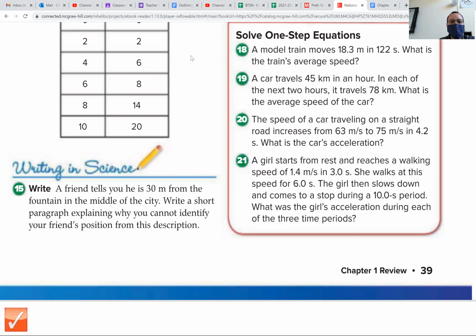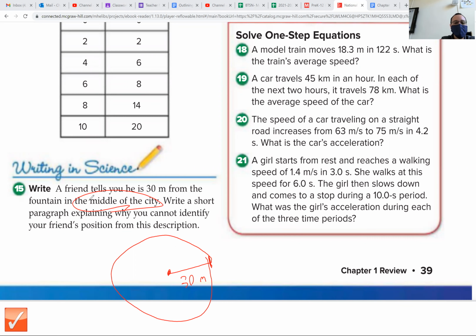So here we go, number 15. A friend tells you he's 30 meters from the fountain in the middle of the city. Write a short paragraph explaining why you cannot identify your friend's position from this description. Okay, the issue is that the friend could be anywhere within a 30-meter radius. So your friend could be anywhere within a circle, right?